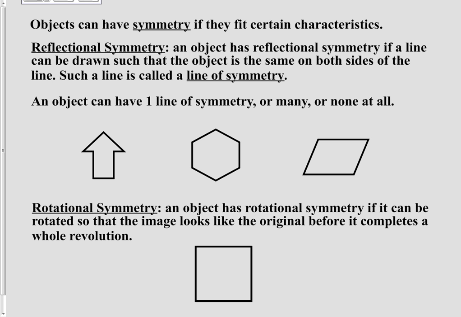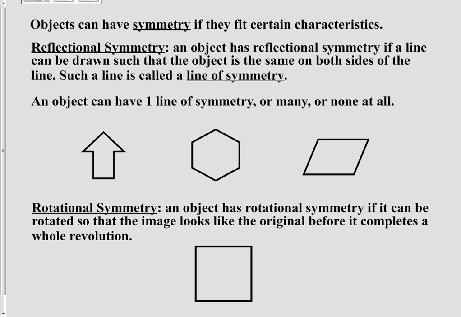So in the case of the arrow, the left side is exactly the same as the right side. And it doesn't have to be left and right. It can be top and bottom. It can be diagonal. It can be all kinds of different things. Obviously objects may not have any reflectional symmetry at all. On the other hand, they might have a single line of symmetry like the arrow. They might have several lines of symmetry like the hexagon, or they might not have any symmetry at all like the parallelogram on the right.